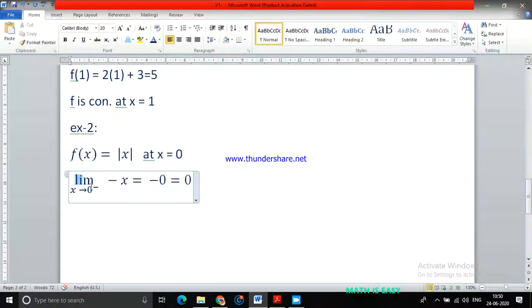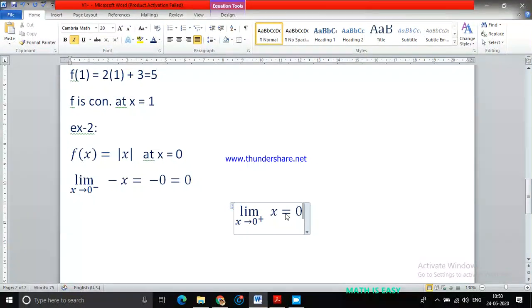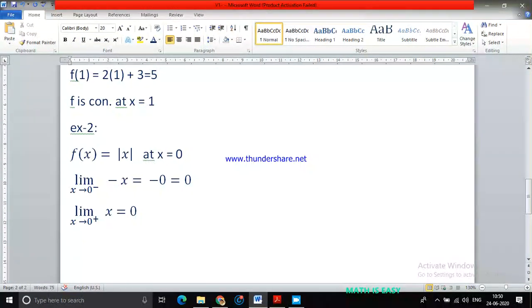Next one, here I have to find the limit x tends to 0 plus. So instead of the minus sign, here I have to put a plus sign. Plus sign is the right side of 0. Right side of 0 on the x-axis are positive numbers. If x is greater than 0, then mod x is going to be x only. So this also will give you the answer 0 only.